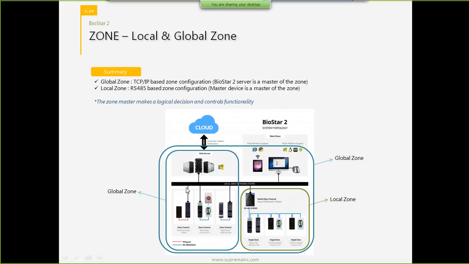So you can also include TCP/IP connected devices, also devices connected through RS-485 as a slave, even devices which are connected by daisy chain. So this whole thing can be a local zone. This can also be a global zone, even if you're just using TCP/IP devices.